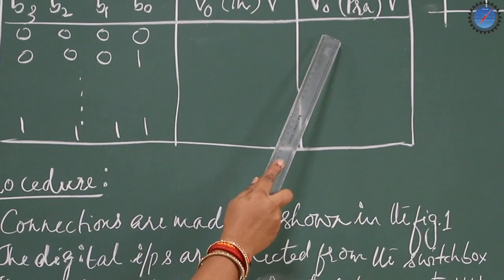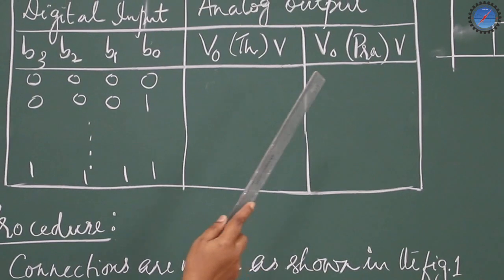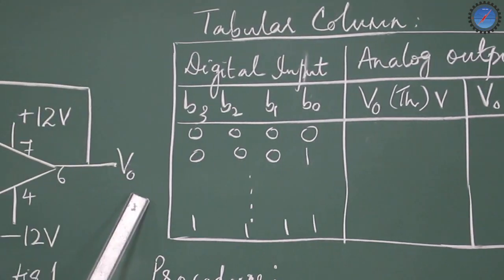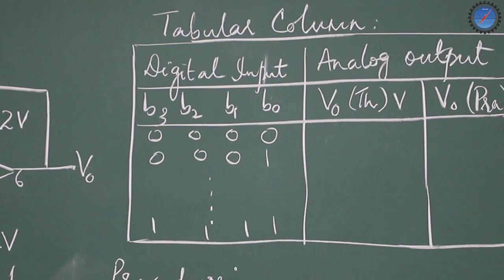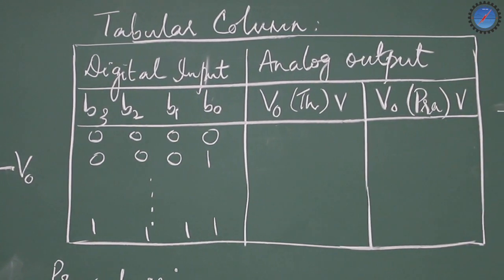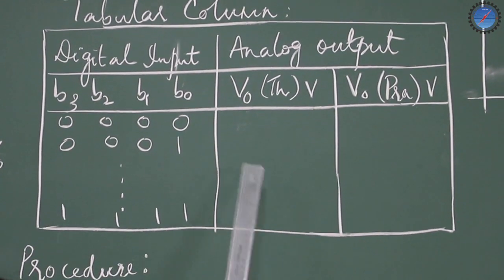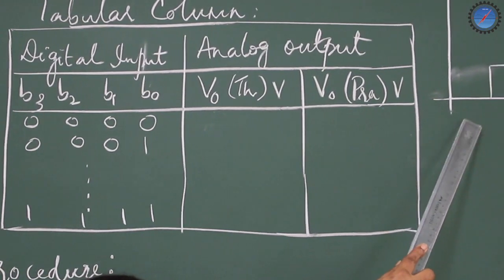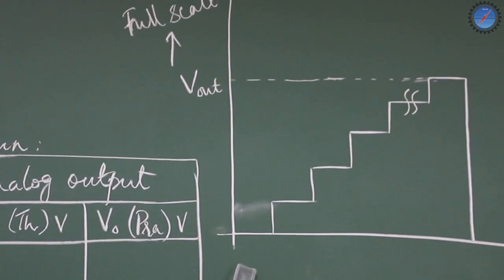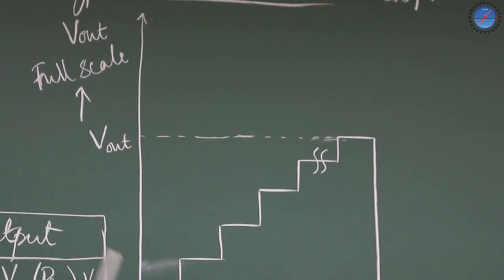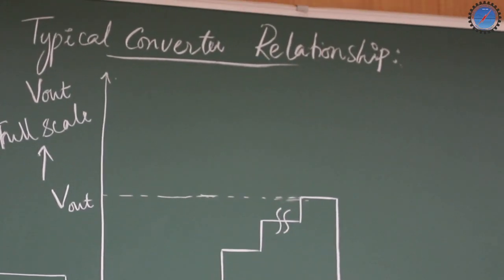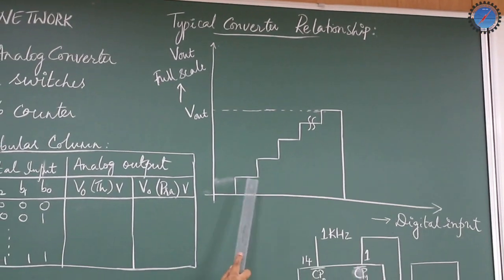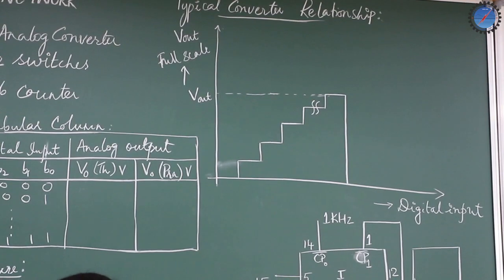And practically you need to note down the values using a multimeter. At pin number 6 of the operational amplifier, you can connect a multimeter and note down the corresponding output voltage practically. Finally, after you record all the readings, you can plot the graph of digital input versus analog output voltage. When you plot it, you are going to get a staircase on the graph sheet.